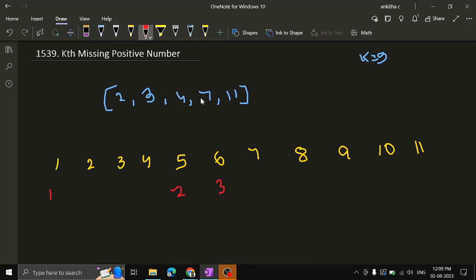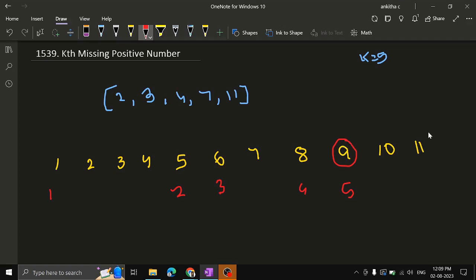Then coming to 7, yes, it is present in the array. 8, no, it is not present. So this is the fourth missing integer. Then 9, this is also not present in the array, and here comes the fifth missing integer. So you have to return the answer 9, the fifth missing integer of the given array.